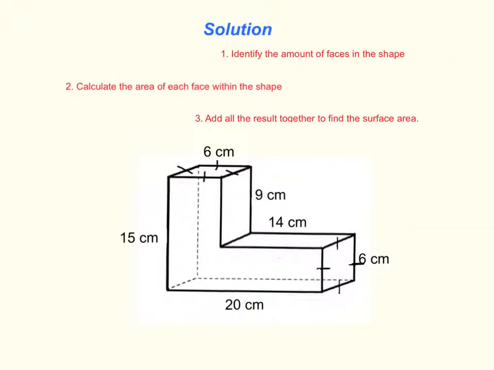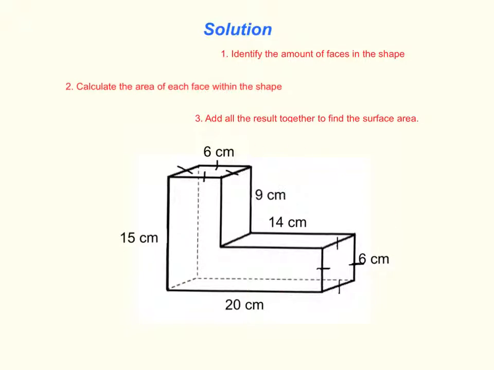To find the surface area of this particular figure, we can follow these three simple steps. Number one, identify the number of faces within the shape. Number two, calculate the area of each face within the shape. Number three, add all the results together to find the surface area.